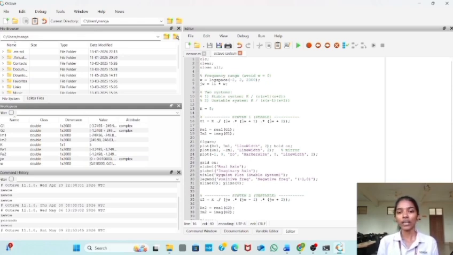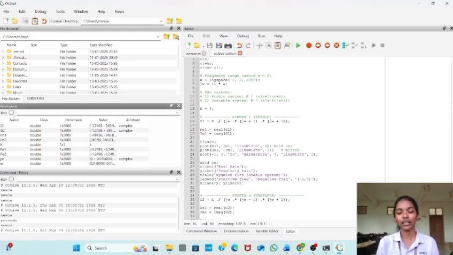Next is omega or w is equal to logspace(-2, 2, 2000). Here, we define the frequency range. The logspace function generates logarithmically spaced frequency values from 10 to the power of minus 2 to 10 to the power of 2, using 2000 sample points. A large number of points gives a smoother Nyquist plot.